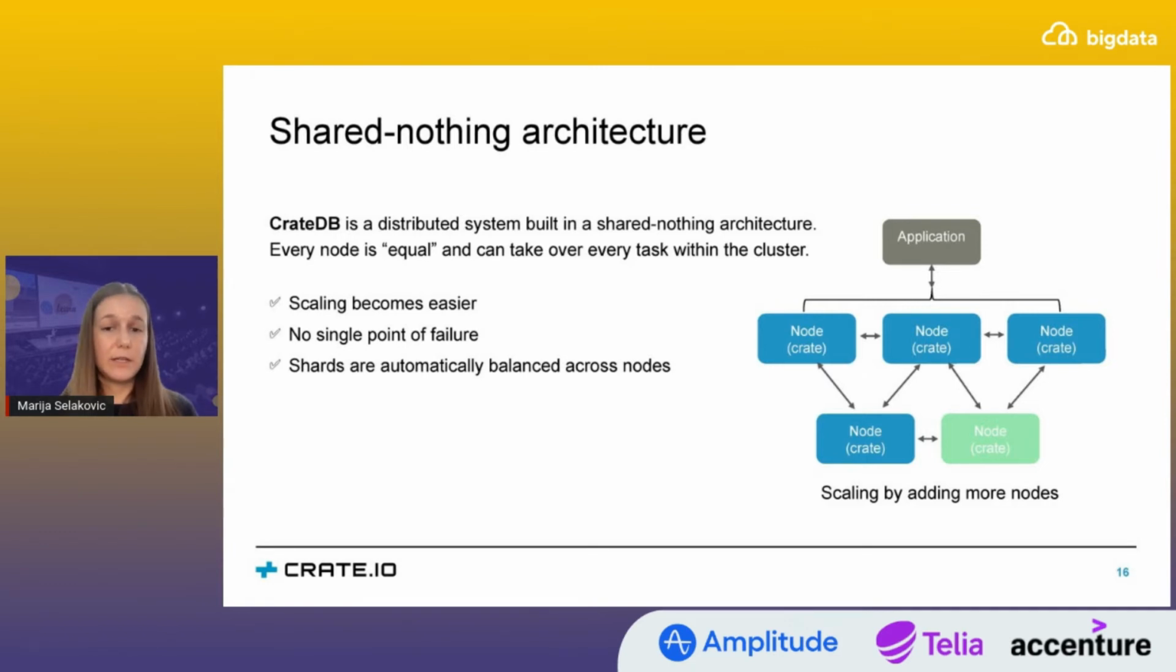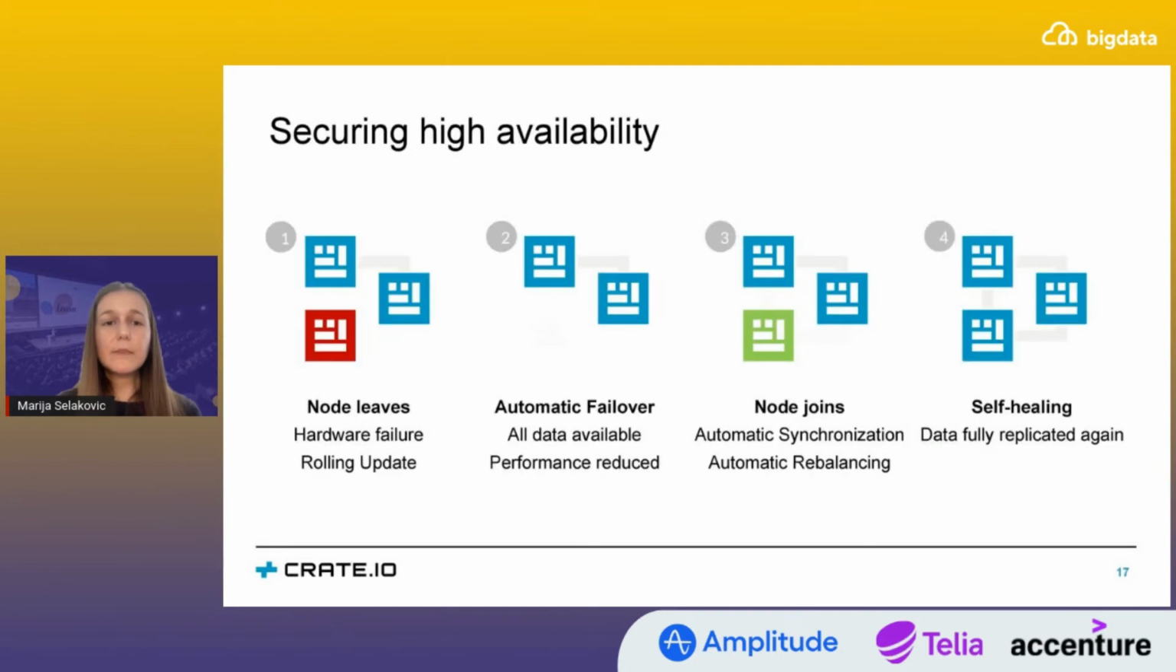Also, there is no single point of failure if a node actually crashes. Of course, it can temporarily affect the performance, but in general, since there are no hierarchies, there is no master node or any centralized node, the effect is less severe than in a case where you don't have such infrastructure. Also, data that are usually split into shards are automatically balanced across all nodes in the system.